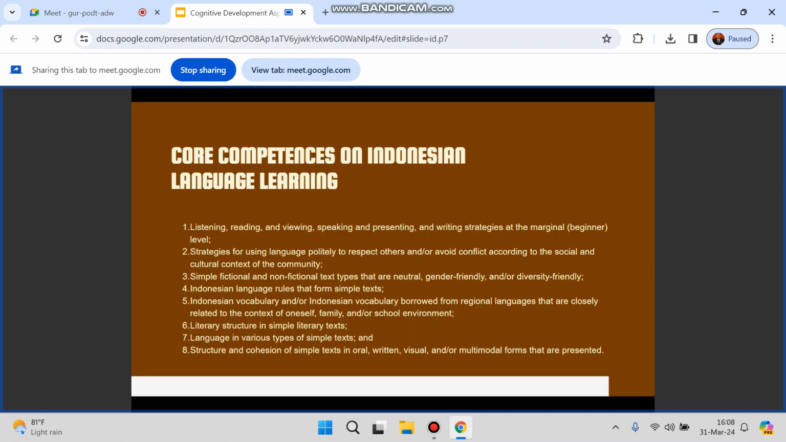Now the second one, we are talking about core competencies on Indonesian language learning. We have six competencies: listening, reading and viewing, speaking and presenting, and writing strategies at the beginner level. Strategies for using language politely to respect others. Simple fictional and non-fictional texts that are neutral, gender-friendly, and or different-friendly. Indonesian language rules from the simple text, Indonesian vocabulary, literary structure, language in various types, and structure and cohesion of simple text in oral, written, visual, and or multimodal form that are presented.